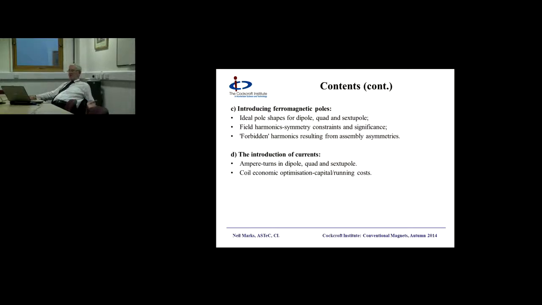We work out what the Ampere turns are that will be needed in the dipole, the quadrupole and the sextupole, and the coil economics, which will determine actually the size of the coils. It doesn't determine the Ampere turns that go through the coils, but it does determine the cross section of the copper that we need.